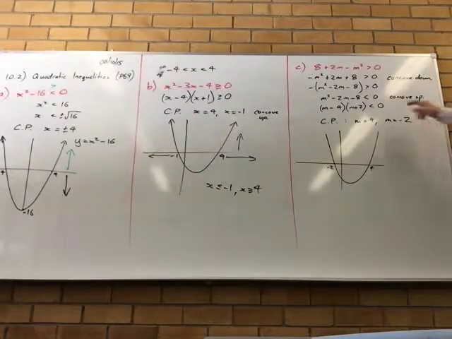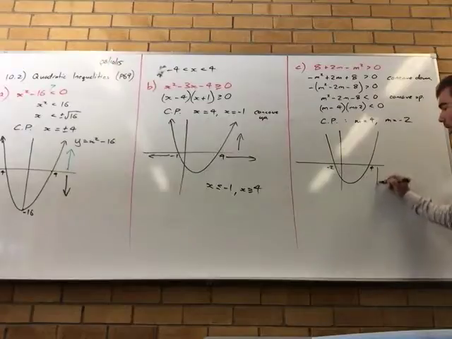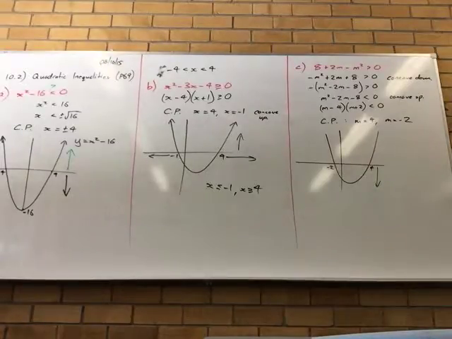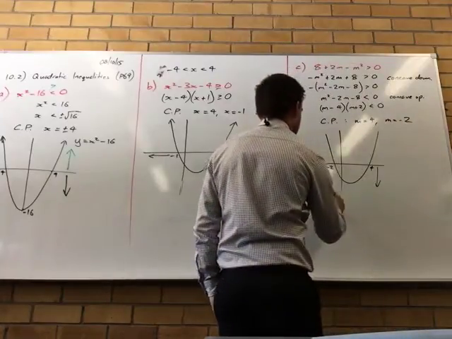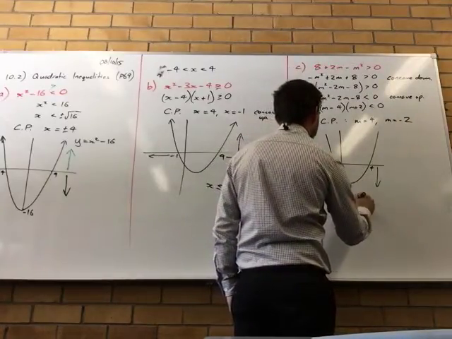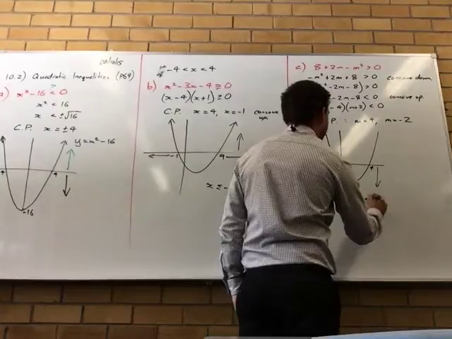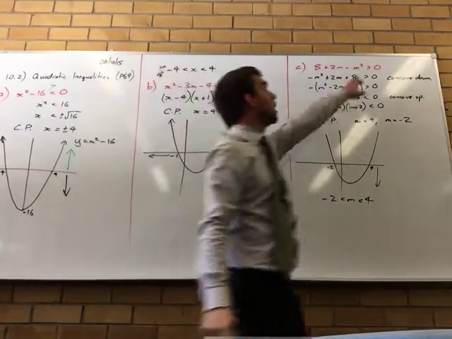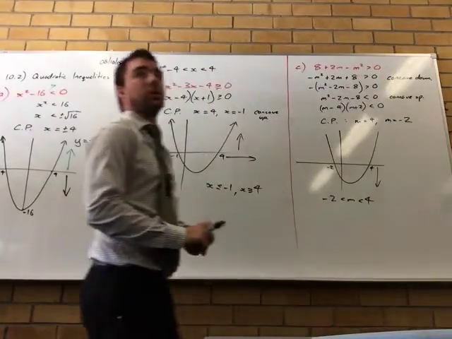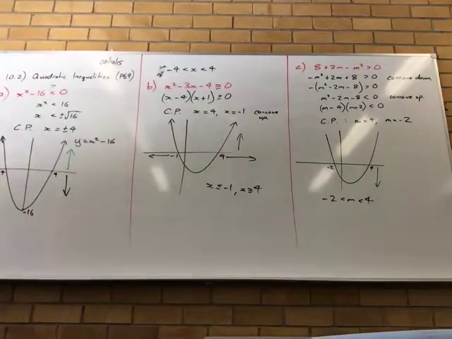Okay, so where is this graph less than 0? Less than 0 means we are below the axis there. So -2 is less than m, which is less than 4. And of course they don't equal because the inequality is the strictly greater than for the original.